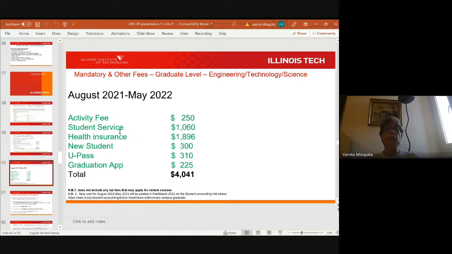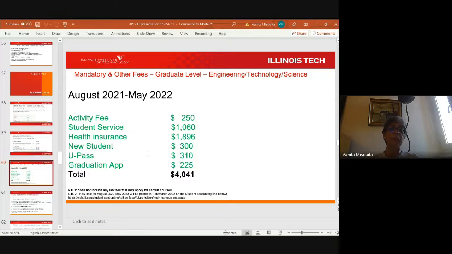You may ask me whether you can waive our health insurance. On our Student Health and Wellness Center website, they've provided the conditions that you have to fulfill in order to waive the health insurance. So if the mandatory health insurance offered by UPC fulfills those conditions, then you may apply for a waiver of our health insurance. Again, you will have to check the conditions on the website at Illinois Tech.